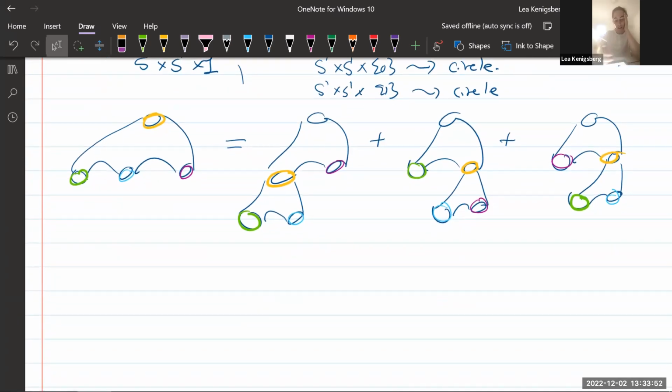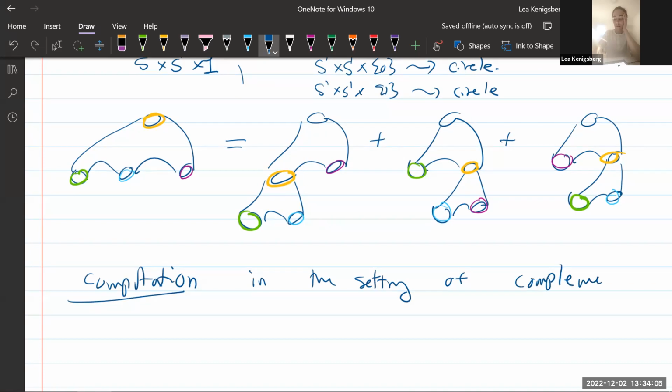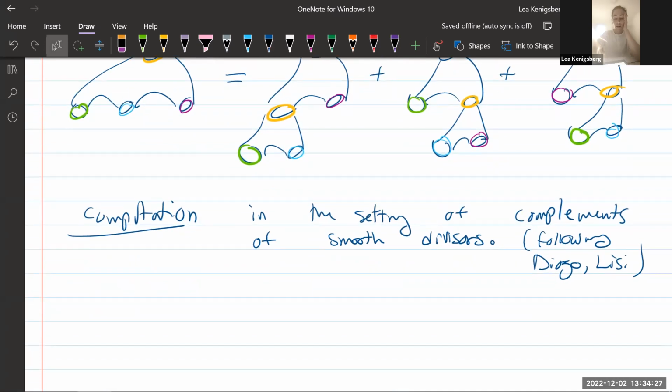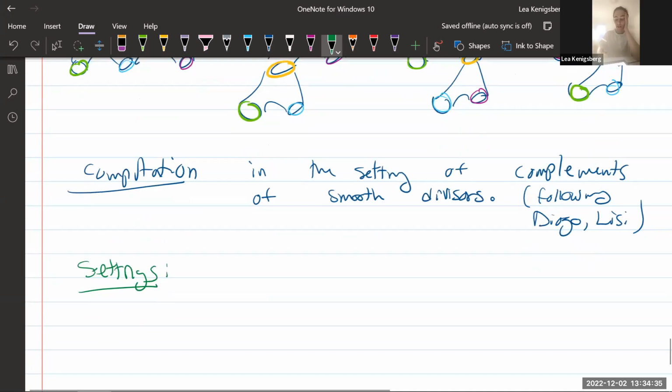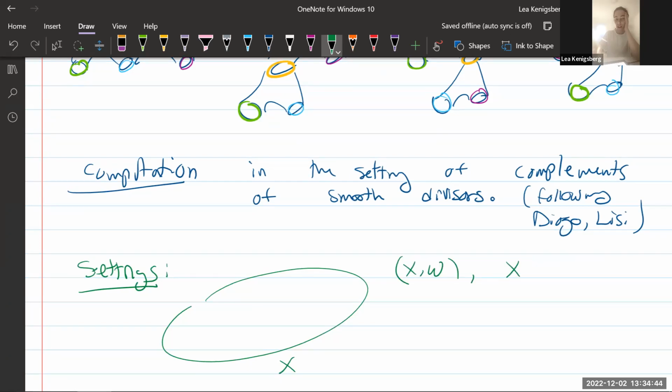Okay, so the way to do this is in the setting of complements of smooth divisors, following Diogo and Lisi. So the setting is: we consider a closed symplectic manifold X with symplectic form omega, and we assume that X is monotone. So omega is integral.